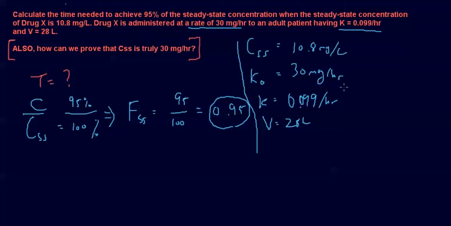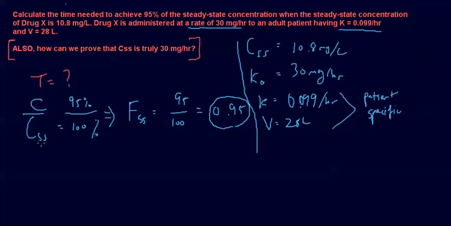Okay. And here's something cool to know. It says an adult patient having K of this and V of this. So these two are patient specific, right? Patient specific, because patients have their own rate constant of elimination. They have their own volume of distribution, it's patient specific. Okay, so let's see what our equation is.